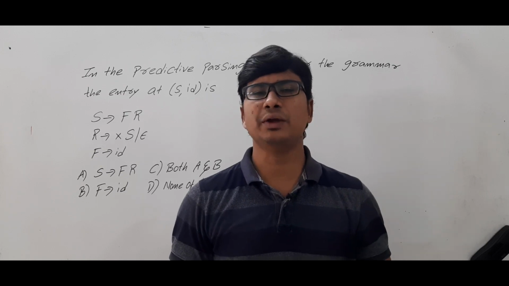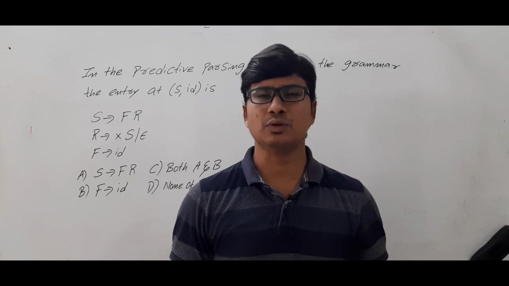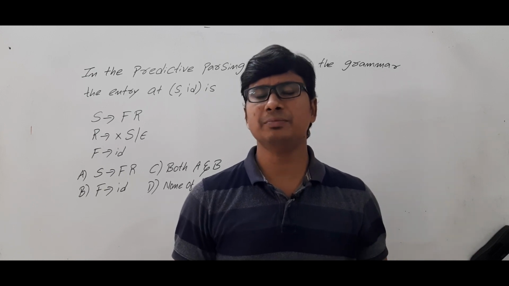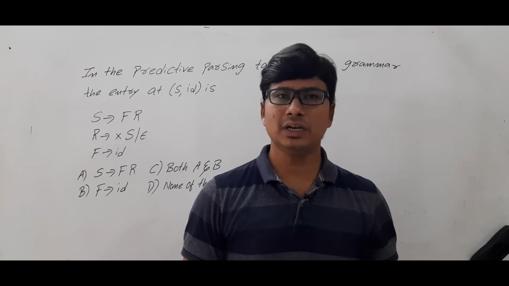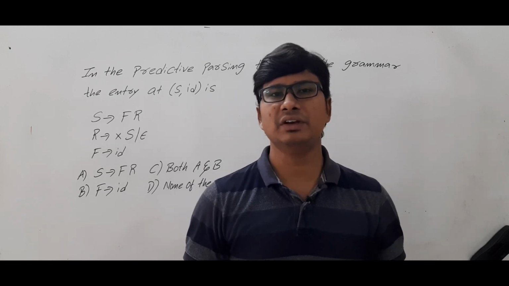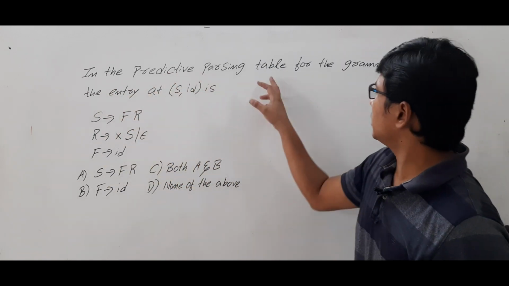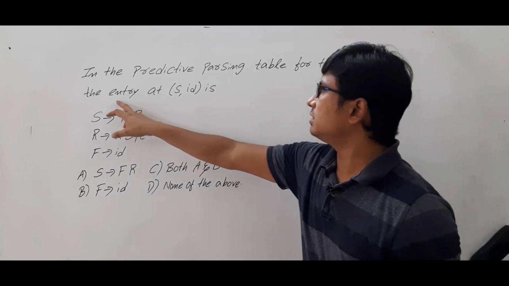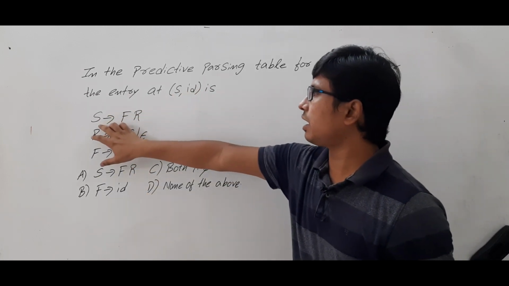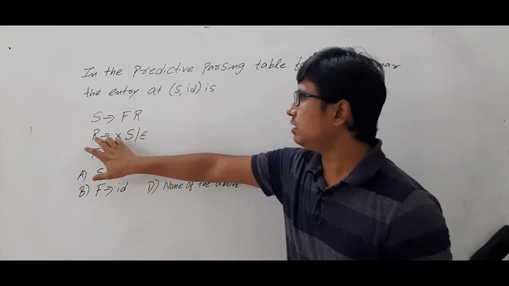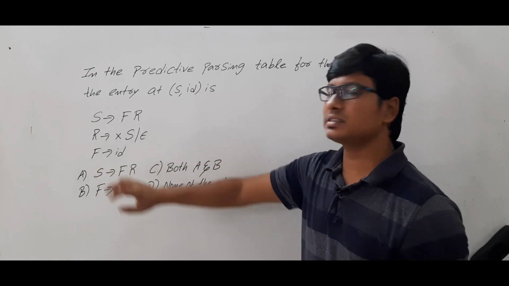In this video, I want to discuss one of the practice questions on predictive parser. What is a predictive parser? Another name for predictive parser is LL1 parser. Am I right or wrong? Let me read out the question, then I will discuss the solution with you. In the predictive parsing table for the grammar, the entry at S on ID is... They have given the grammar: S determines FR, R determines XS, R determines epsilon, F determines ID.